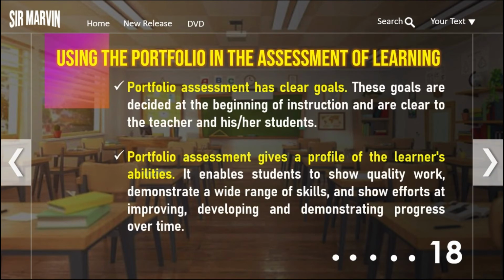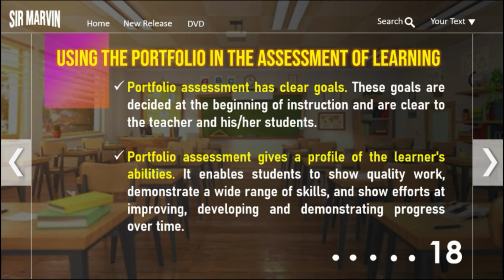Okay, using the portfolio in the assessment of learning. Portfolio assessment has clear goals. These goals are decided at the beginning of instruction and are clear to the teacher and his or her students. Okay, so dito naman kasi sa portfolio assessment, binibigyan ni teacher ng freedom yung mga students kung ano yung mga output na ilalagay nila sa portfolio nila, and at the same time, humihingi si teacher ng suggestion sa mga bata. Kumbaga, merong interaction, hindi lang si teacher yung nagde-decide, hindi siya nagiging authoritarian.